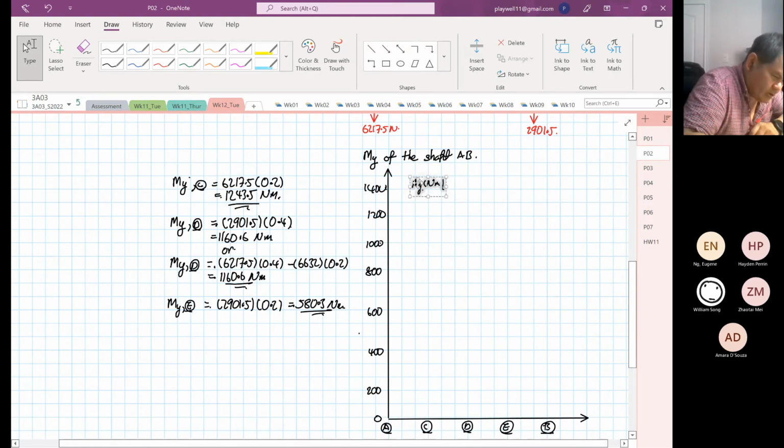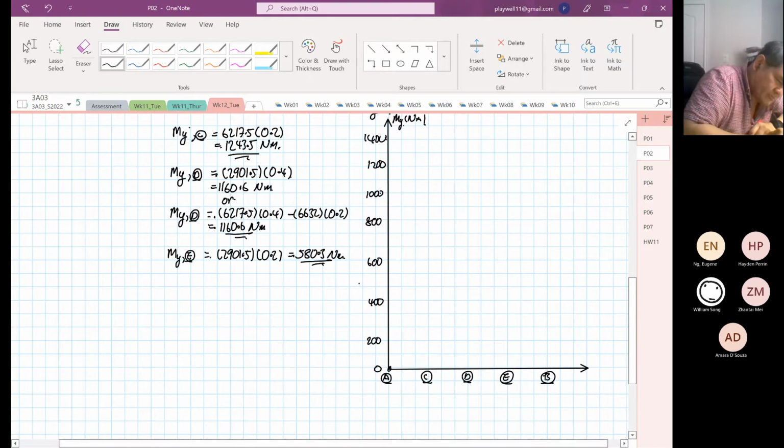So this moment in Y, Newton meter. So we know that point A is 0, point B is equal to 0, point C is 1,243.5. Just going to eyeball this. Okay, so it's 1,243.5. Then point D is 1,160.6, lower, 1,160.6.